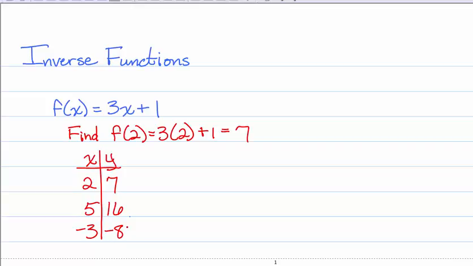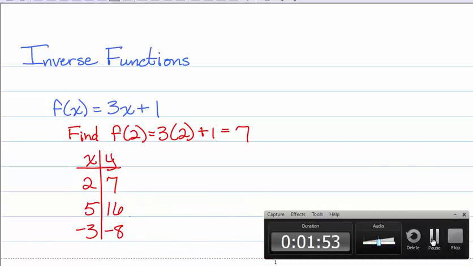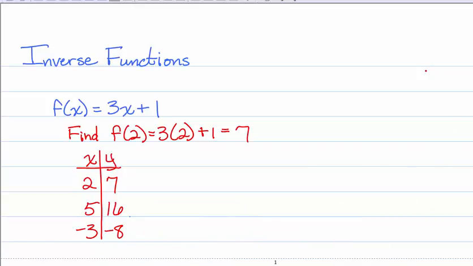Well, with functions, we sometimes want to ask the opposite question. Is it possible for me to find a machine that undoes what this function does? And that will reverse the process. So, in other words, we plug in the 7, and it returns a 2. Or a 16 gets plugged in and gives us a 5. And so we're looking for another function.